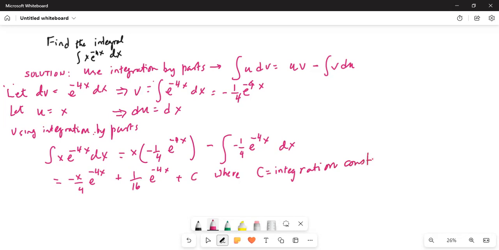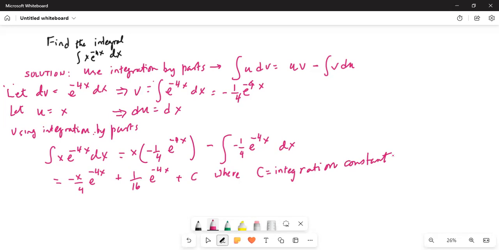So just to give you a tip on what's going on. First, we identify which one will be u. So we have to do integration by parts, which is integration of u dv is equal to uv minus v du. So let's identify which part will be dv. Let's define dv is equal to e to the power of minus 4x dx.